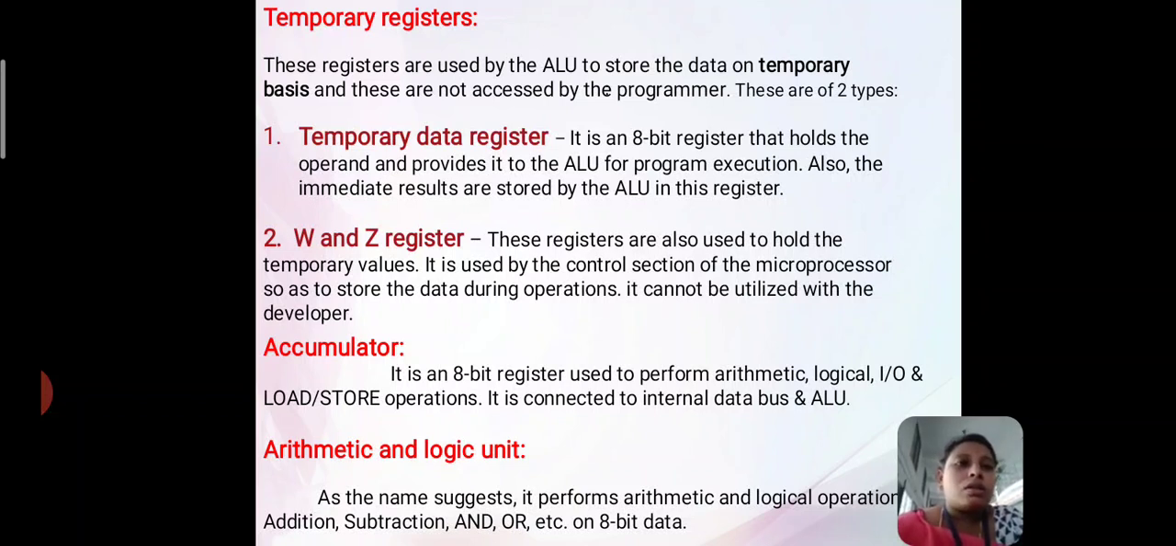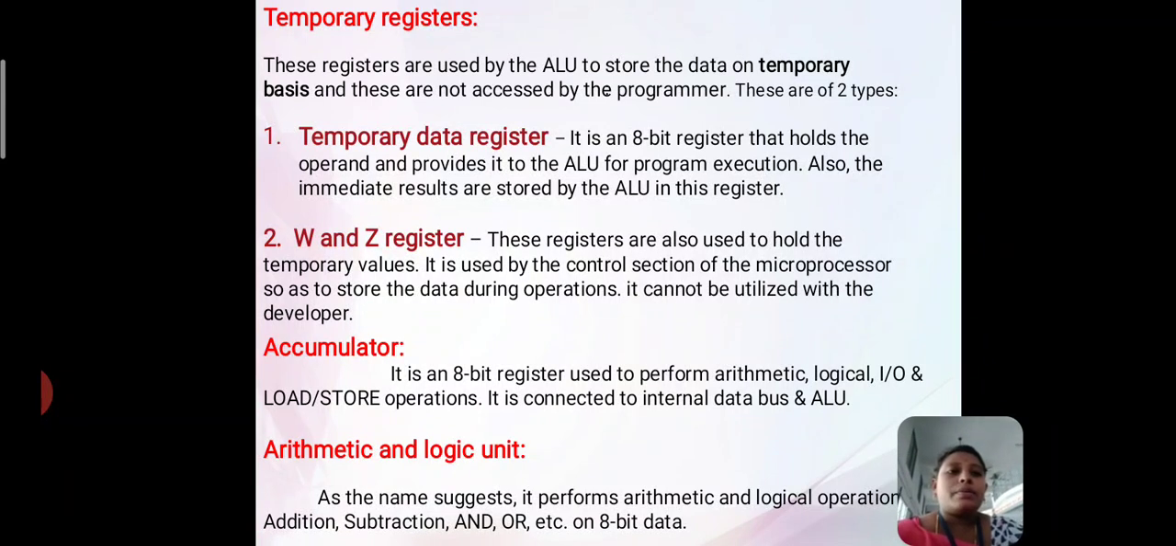Next, once execution takes place, the immediate results are also stored by the ALU in this register. These temporary registers hold the operands, and immediate results are also stored using this register. Next, W and Z registers. These registers are also used to hold temporary values only. They are used by the control section of the microprocessor to store data during operation. They cannot be utilized by the developer.